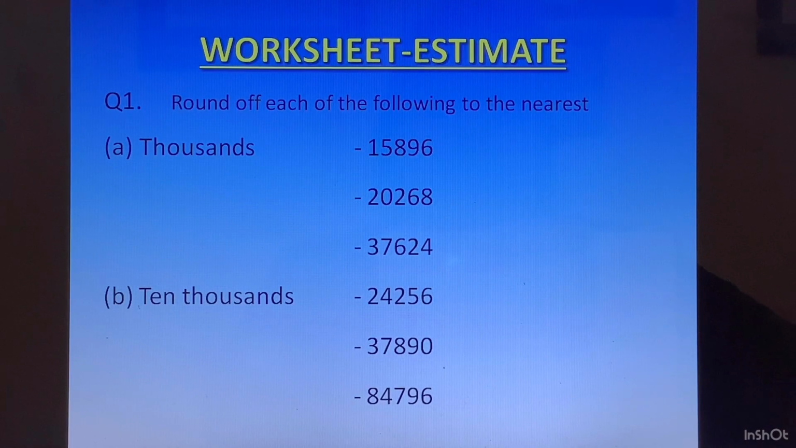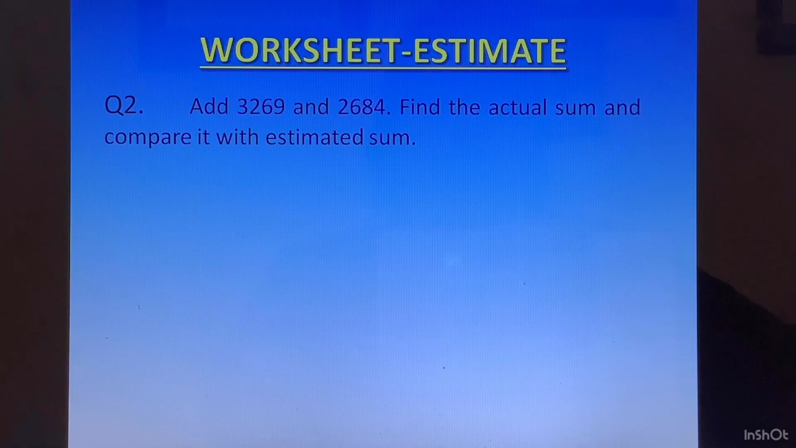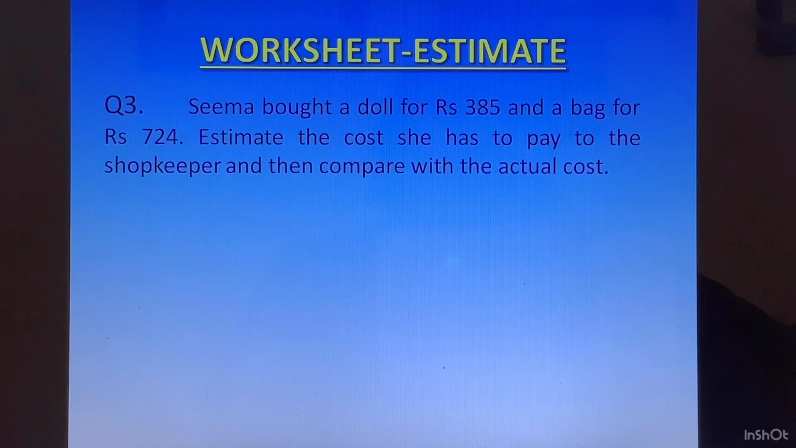B part, rounding off to nearest 10,000s. 24256. Next number is 37890, and after that we have 84796. Question 2. Add 3269 and 2682. Find the actual sum and compare it with the estimate. First we will add the two numbers given to us, that will give us the actual sum, and then you will round off and find the estimate numbers and then give the estimated sum.